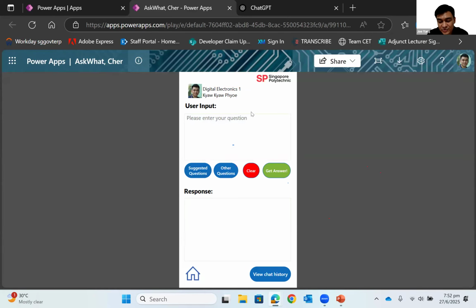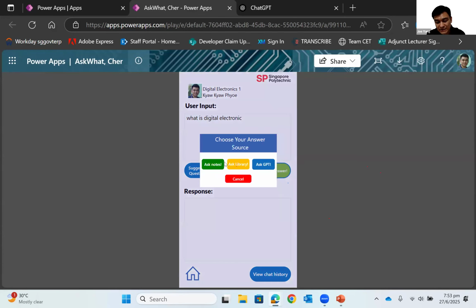This application ties to the OpenAI platform. The language models are not on our SP servers, but in OpenAI. Remember there is a user input, which is a prompt. I can ask what is digital electronics. I click get answer. We have integrated Ask from the Notes, and Ask from the Library, meaning we can ask from the library resources, e-resources. We can also ask from our GPT, which is the public GPT.